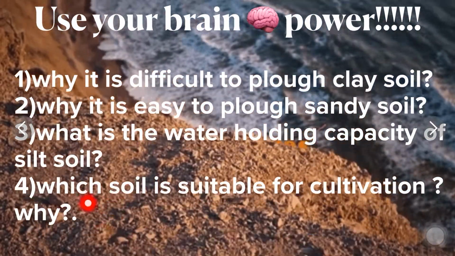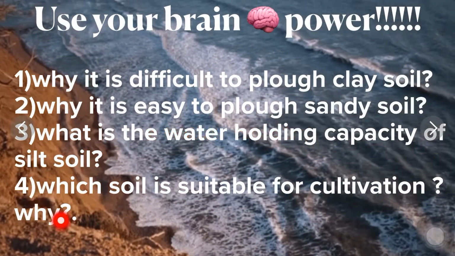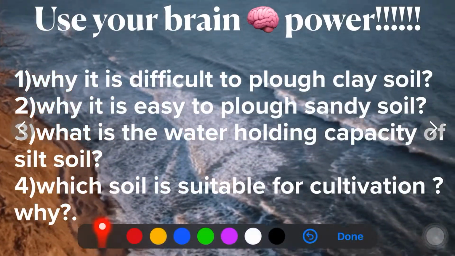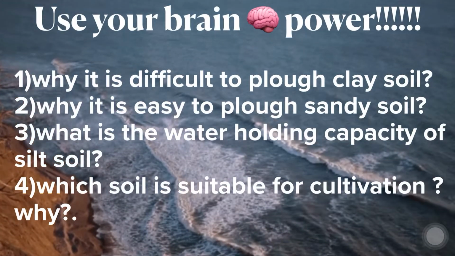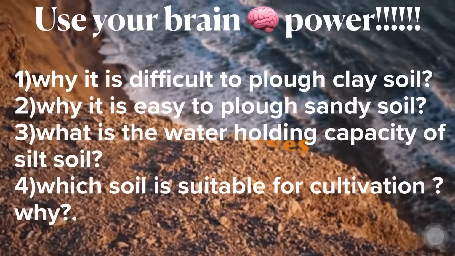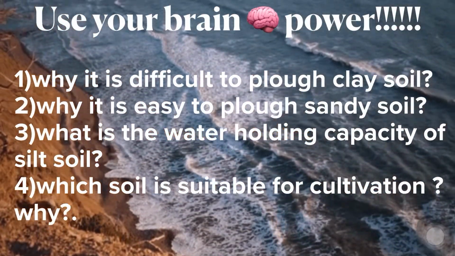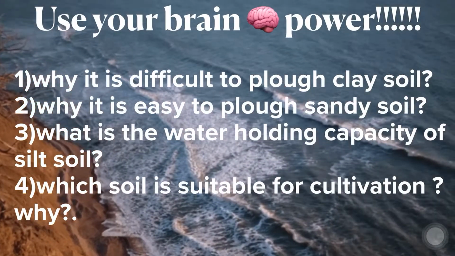Now, which soil is suitable for cultivation? Why? So, student, silt soil is suitable for cultivation because it provides a larger proportion of nutrients to the plant because it has a large proportion of organic materials in it.